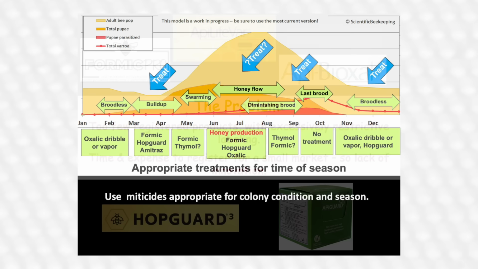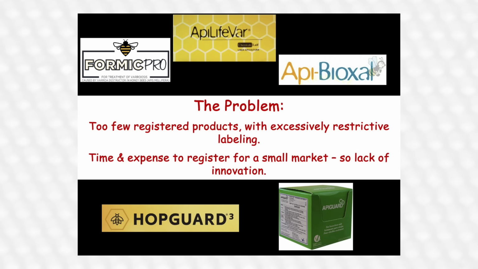The problem that we have here in the U.S. is there's too few registered products. Once one product gets on the market, there's very little incentive because we're such a small market. It costs so much and takes so much time to go through the registration process. There's little financial incentive for companies to bring new products to the market.